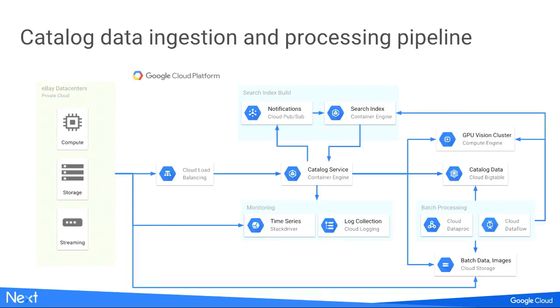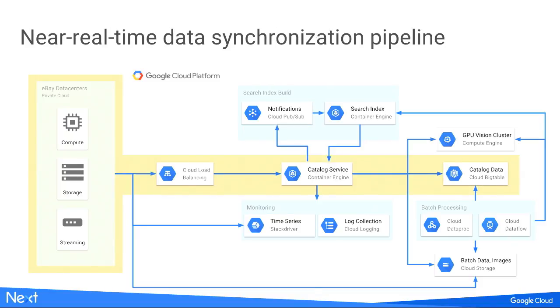So back to the diagram. This is the diagram at a high level. You can see that we use many different components on the GCP platform just to support catalog ingestion. So let's focus on our near real-time synchronization pipeline. In eBay core, on the left, you see we have our private cloud, where we have compute, storage, and streaming, right? Where data is originally hosted.